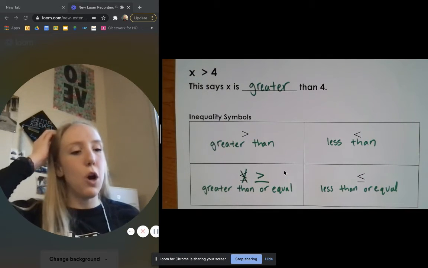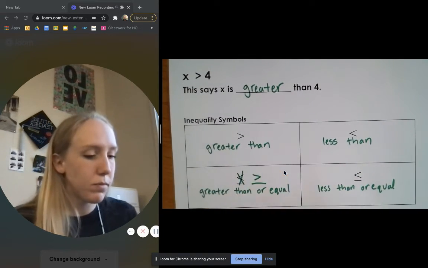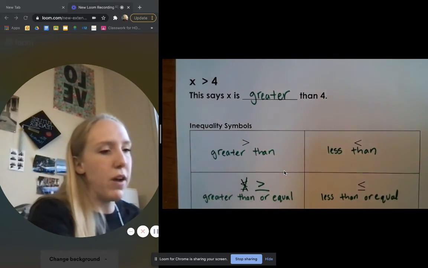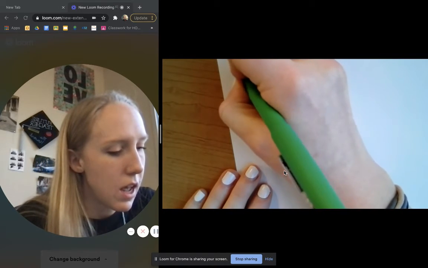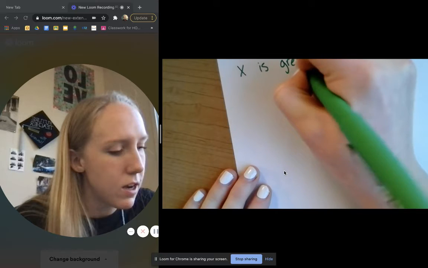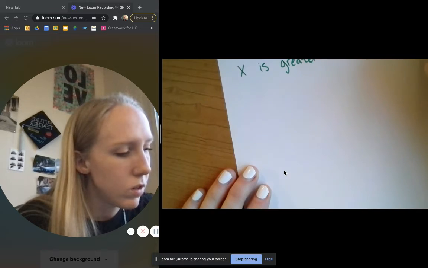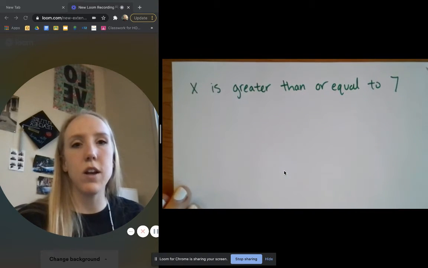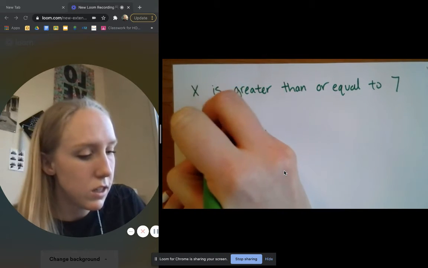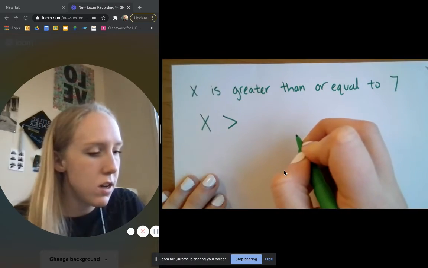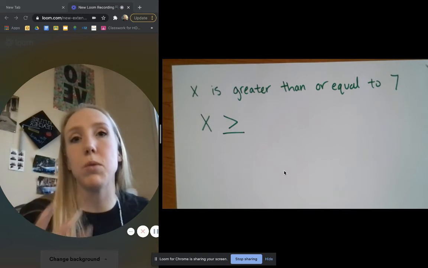Okay. So let's go ahead and think about writing some of these. So if I have x is greater than or equal to 7, I think to myself, okay, the big part of the sign needs to go to x. So x is greater than, but then it says or equal to. So I would put that line underneath to show that x could be equal to 7.